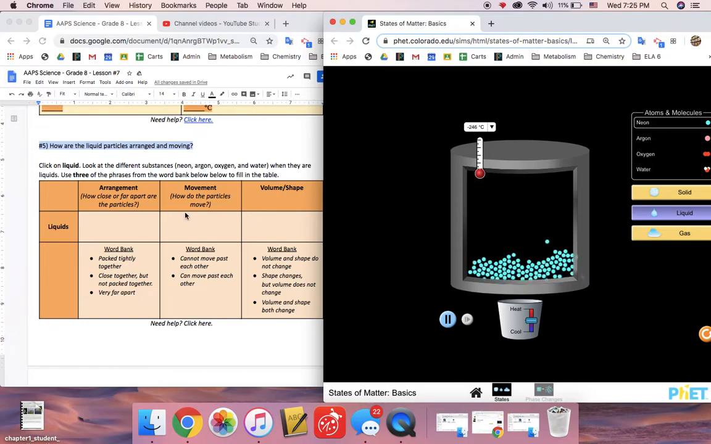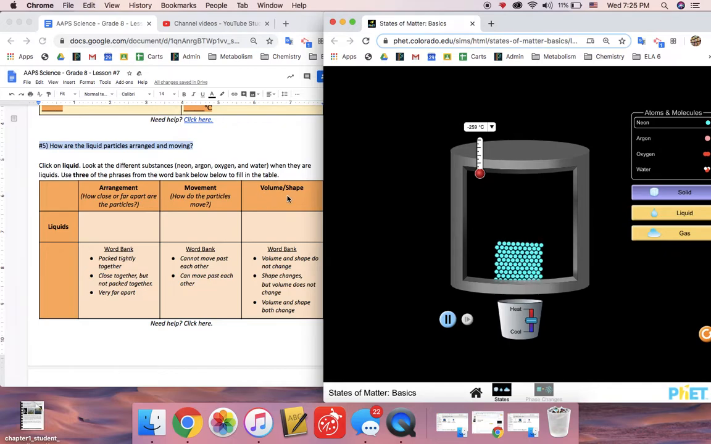Next, the movement. Can they not move past each other, or can they move past each other? Well, as I look, I'm seeing that, yeah, they are able to move past each other. Versus in a solid, they're stuck in place. They can't move at all. So I would write can move past each other.